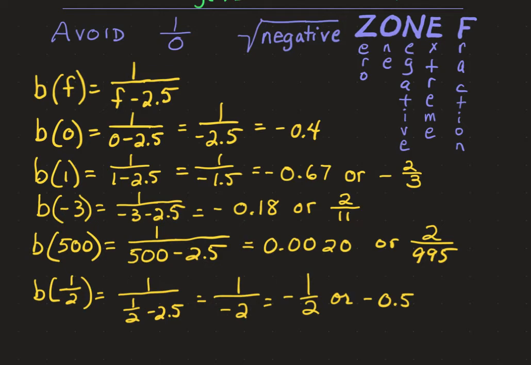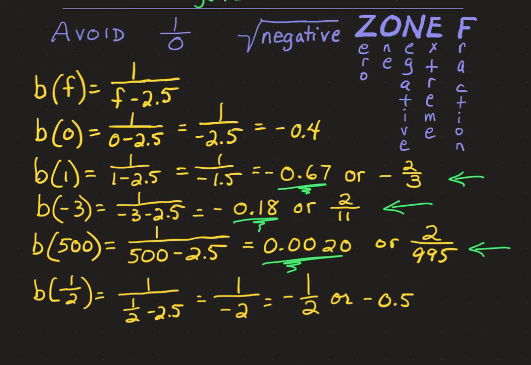Take a closer look though, and you'll see that when you substitute a 1, a -3, or 500, I come up with a decimal approximation. I rounded those numbers. Now I ran through all of my zone F numbers, and every single thing works. So does that mean that our domain is all real numbers and our range is all real numbers for this function? No. Zone F numbers are a place to start if you're having trouble doing the analysis, but let's look at the function itself.